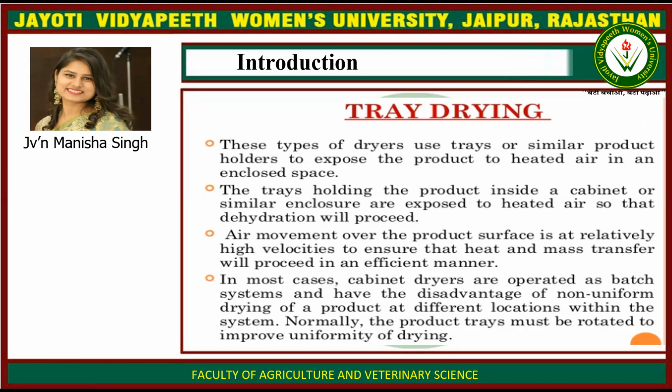In most cases, cabinet dryers are operated as batch systems and have the disadvantage of non-uniform drying of a product at different locations within the system. Normally, the product trays must be rotated to improve uniformity of drying.